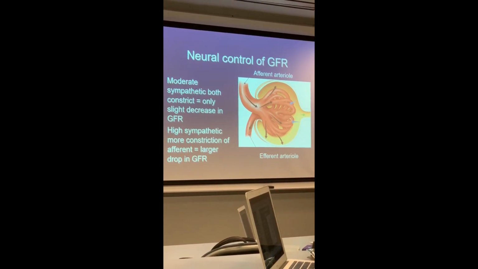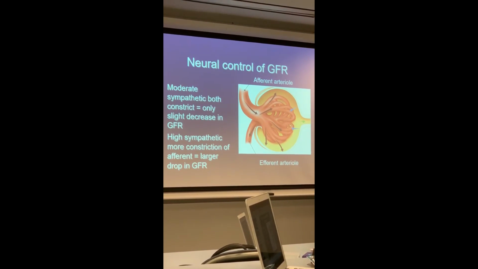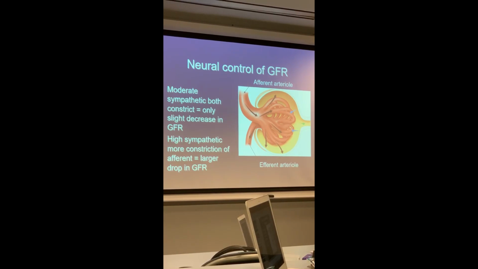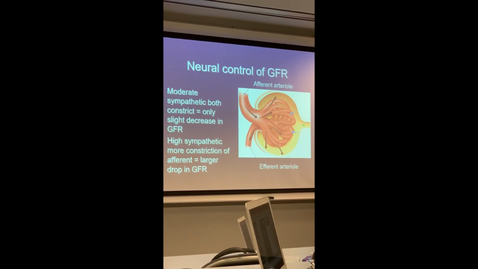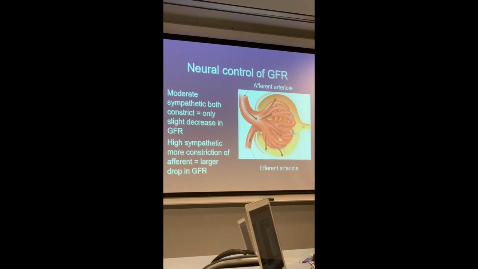With more profound sympathetic activity, you get a larger constriction of the afferent, which would give you a larger drop in the GFR. So again, sympathetic will affect both of them, depending on how intense the stimulation is.